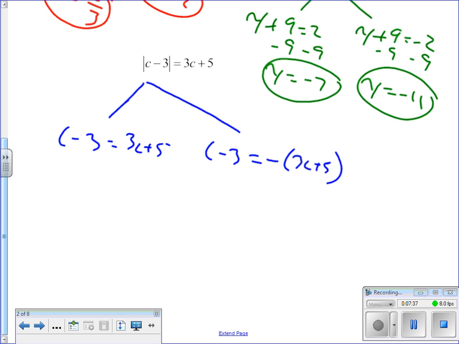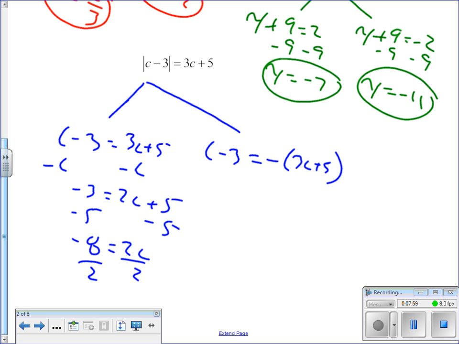My first step on solving that one would be to distribute the negative. From here, it's solving the equation. The hard part, the place where most students screw up, is the separation on this one. And then solve, subtract c. Negative 3 equals 2c plus 5. Subtract 5. Negative 8 equals 2c. Divide by 2. And I get c equals negative 4.